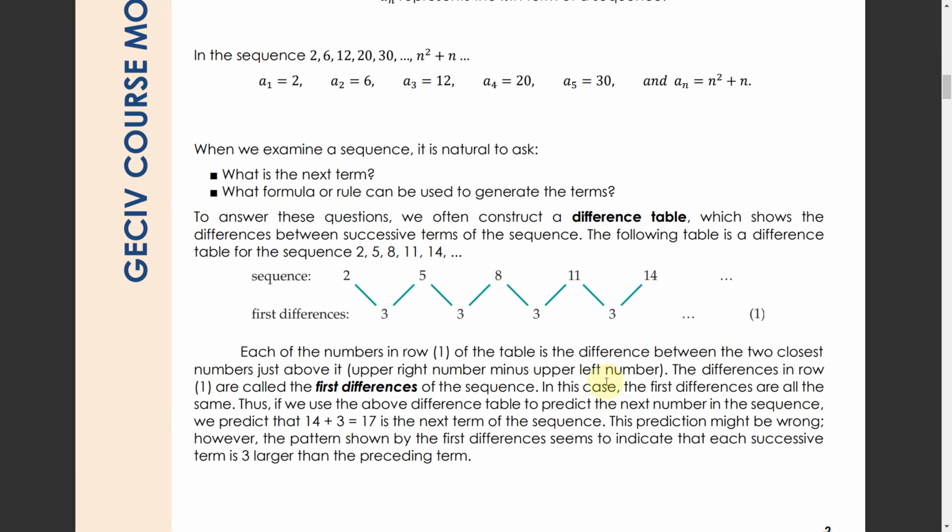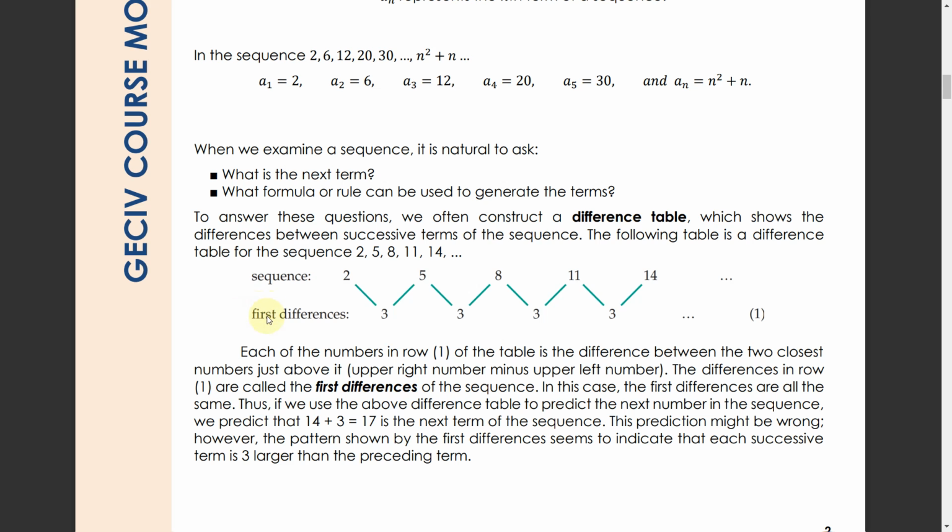So each of the numbers in row 1 of the table is the difference between the two closest numbers just above it, or the upper right number minus the upper left number, no? So you subtract the upper left number from the upper right number, and then you get the answer here. So the differences in row 1 are called the first differences of the sequence.